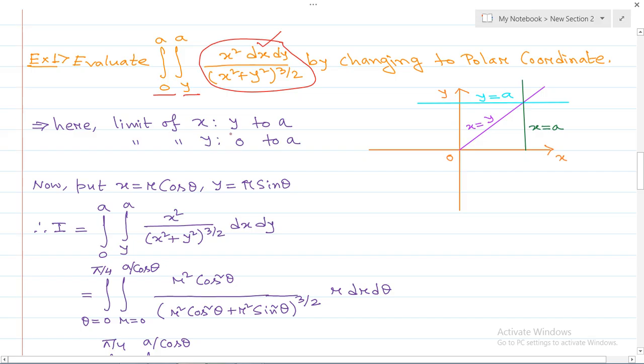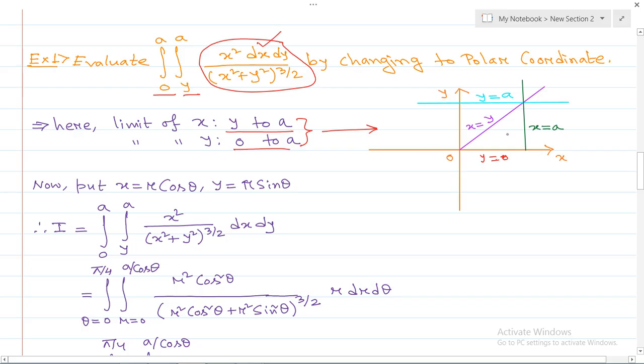So here the limit of x is going from y to a, and the limit of y is going from 0 to a. Based on this information we have to draw the diagram of the region. So here we have the x-axis and y-axis. x equals y is a straight line. Then x equals a is parallel to the y-axis. y equals 0 means the x-axis, and y equals a is parallel to the x-axis.